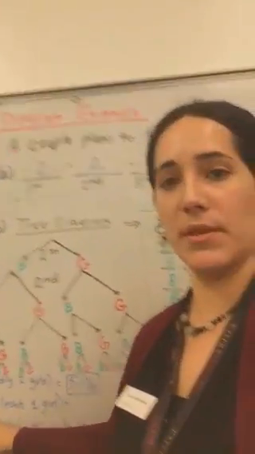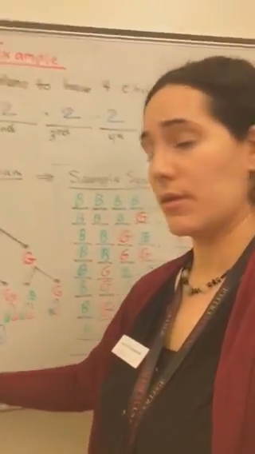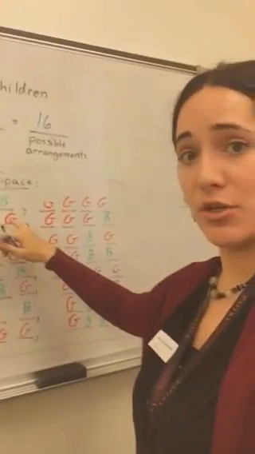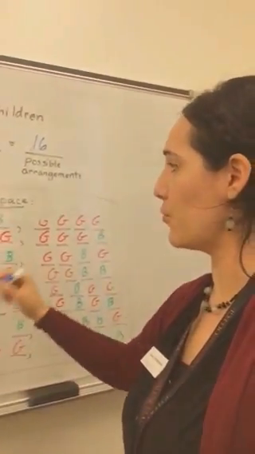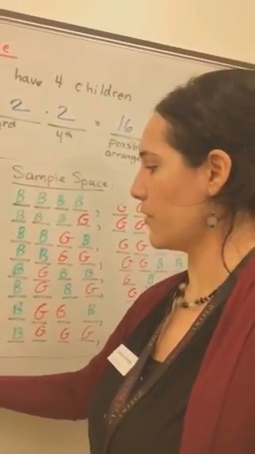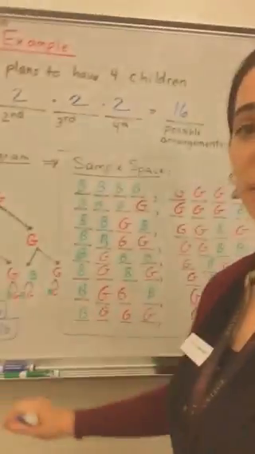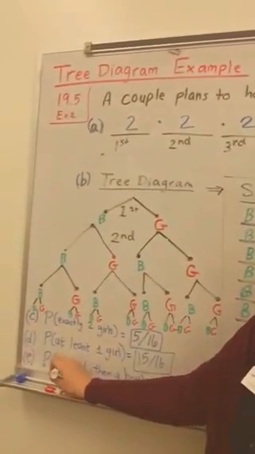Exactly 2 girls. For part D, find the probability of at least 1 girl. Well, the only time where you don't have a girl is the case where you have all boys. So 1 minus 1 out of 16 gives us 15 out of 16. So there are 15 times where you have at least 1 girl, and you could simply add them up if you need to.